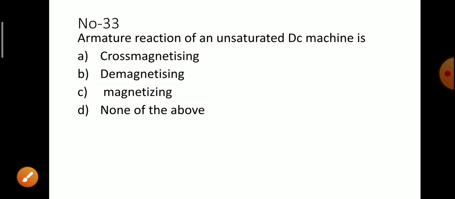Question 33. Armature reaction of an unsaturated DC machine is: A. Cross magnetizing, B. Demagnetizing, C. Magnetizing, D. None of the above. And the right answer is A. Cross magnetizing.